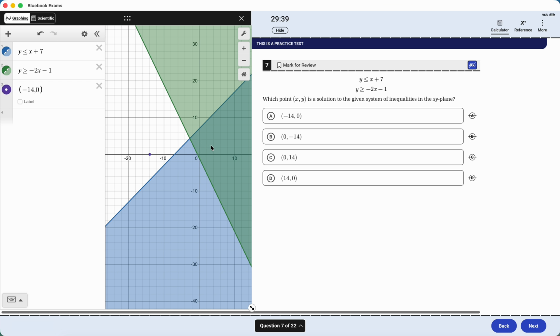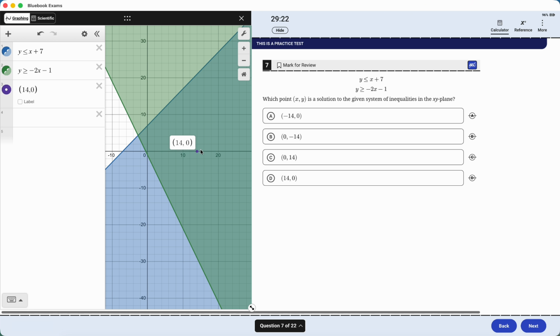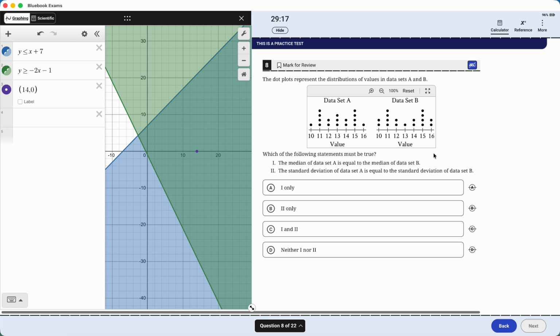Desmos will plot it. You see, here's the first point. It's in the white region. That's definitely not it. The next one, if I do 0, negative 14, that's just in the blue region. That's not it. If I do 0, 14, now that's just in the green region at the top. That's not it. So it's D, right? You see, D's the only one where it falls in this overlapping shaded region part. So these inequality questions are usually really simple.